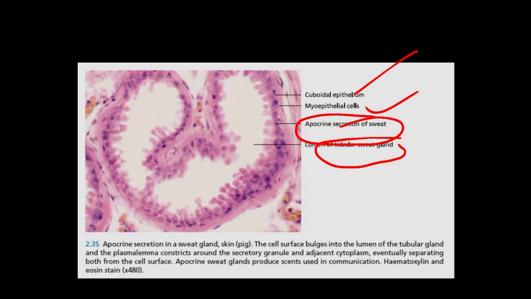So the cell surface bulges into the lumen of the tubular gland, and the plasmalemma constricts around the secretory granules and adjacent cytoplasm, eventually separating both from the cell surface. Apocrine sweat glands produce scent used in communication. So that is found in the case of the pig.